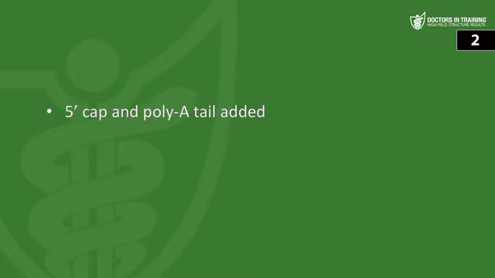Next, how is hnRNA processed before it leaves the nucleus? So you're going to add a 5' cap, you're going to add a poly-A tail, you're also going to splice out the introns. Then after all that's done, you're left with an mRNA that's ready to leave the nucleus.